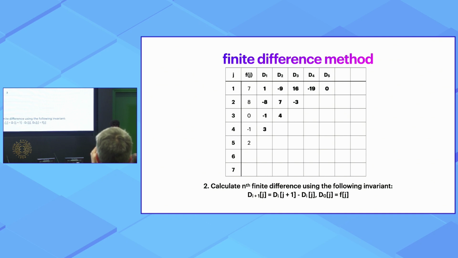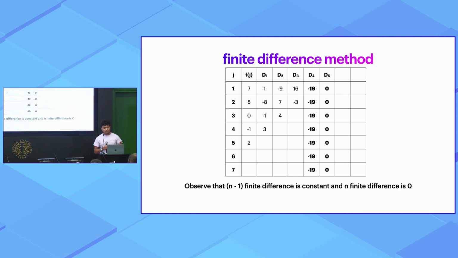And then once you build this table, we can observe that the finite difference of the nth order will be a constant and the n plus 1th will be just 0. This is similar to a derivative, right? So if you take the nth derivative, it's a constant, and the n plus 1th derivative is just 0.